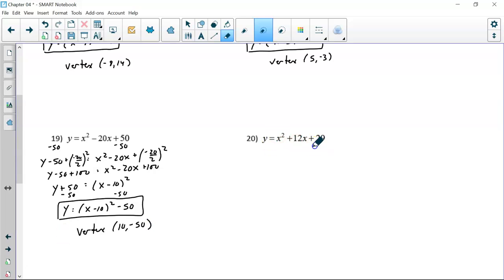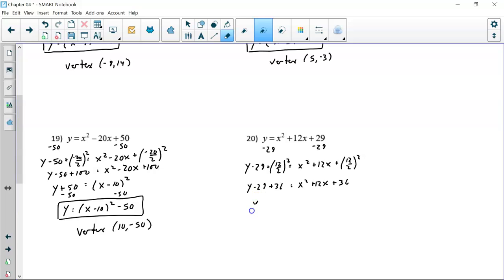leading coefficient is 1, we subtract 29 from both sides. y minus 29, leave some space, equals x squared plus 12x. So we're going to be adding 12 divided by 2 squared to both sides. So you get y minus 29. 12 divided by 2 is 6. Squared is plus 36. And that equals x squared plus 12x plus 36.